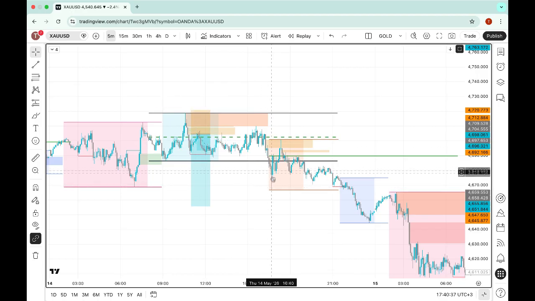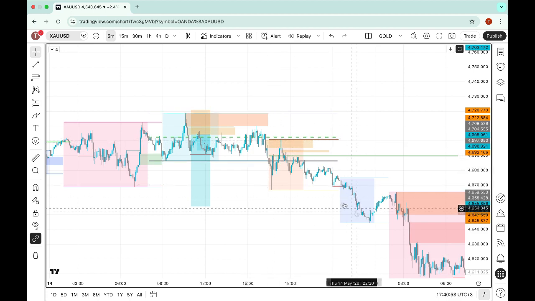Price came back and swept this liquidity, and then when it swept it, what happened? It came back to our internal liquidity zone, this fair value gap. You can see price came back here to this zone, and then price was pushed back down to target the external liquidity here.